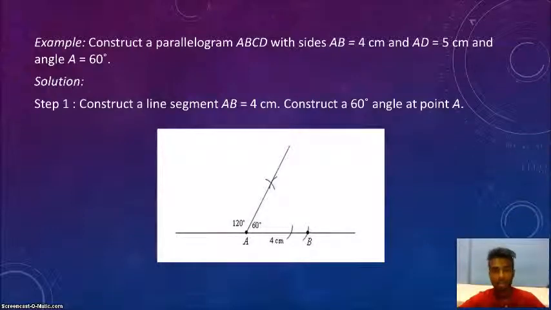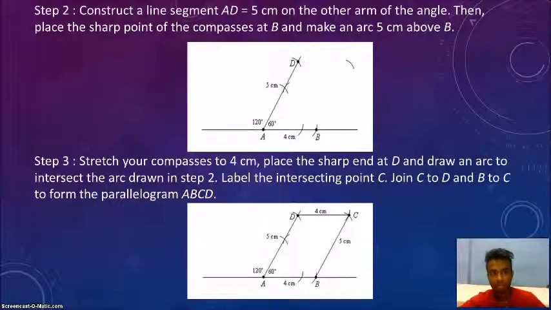Example: construct a parallelogram ABCD with sides AB equals 4 cm, AD equals 5 cm and angle A equals 60 degrees. Solution. Step 1. Construct the line segment AB equals 4 cm. Construct the 60 degrees angle at point A as shown in the diagram. Step 2. Construct a line segment AD equals 5 cm on the other arm of the angle.